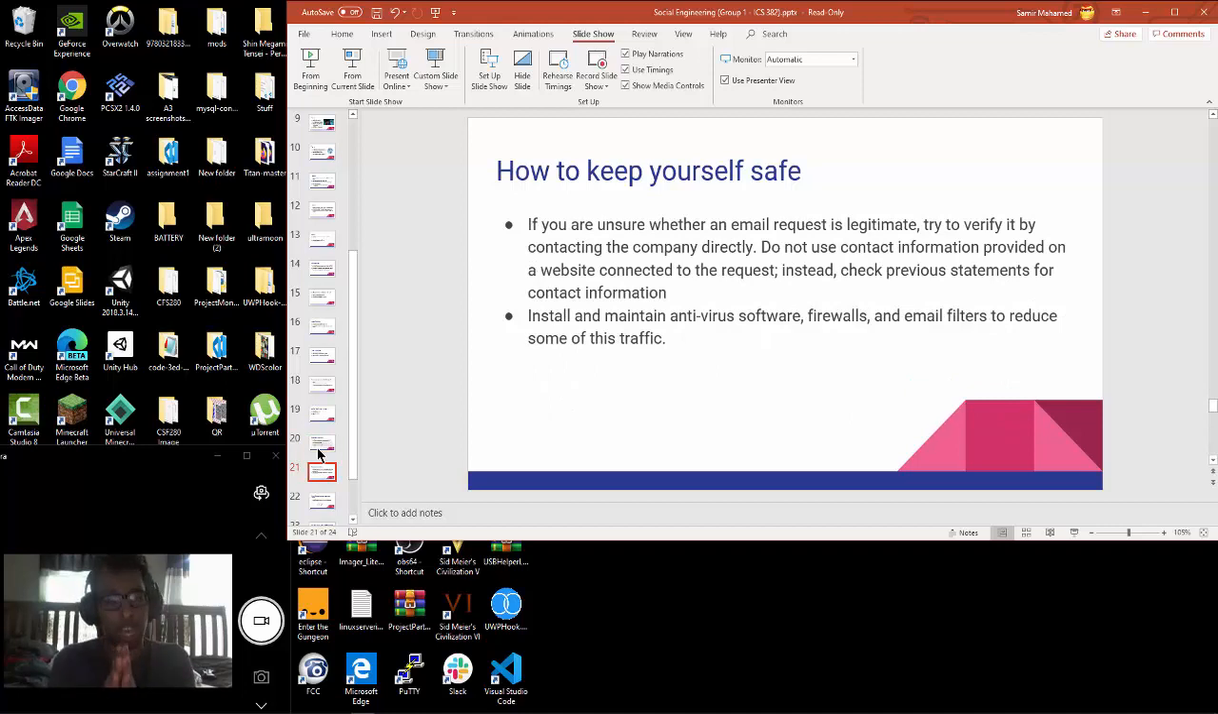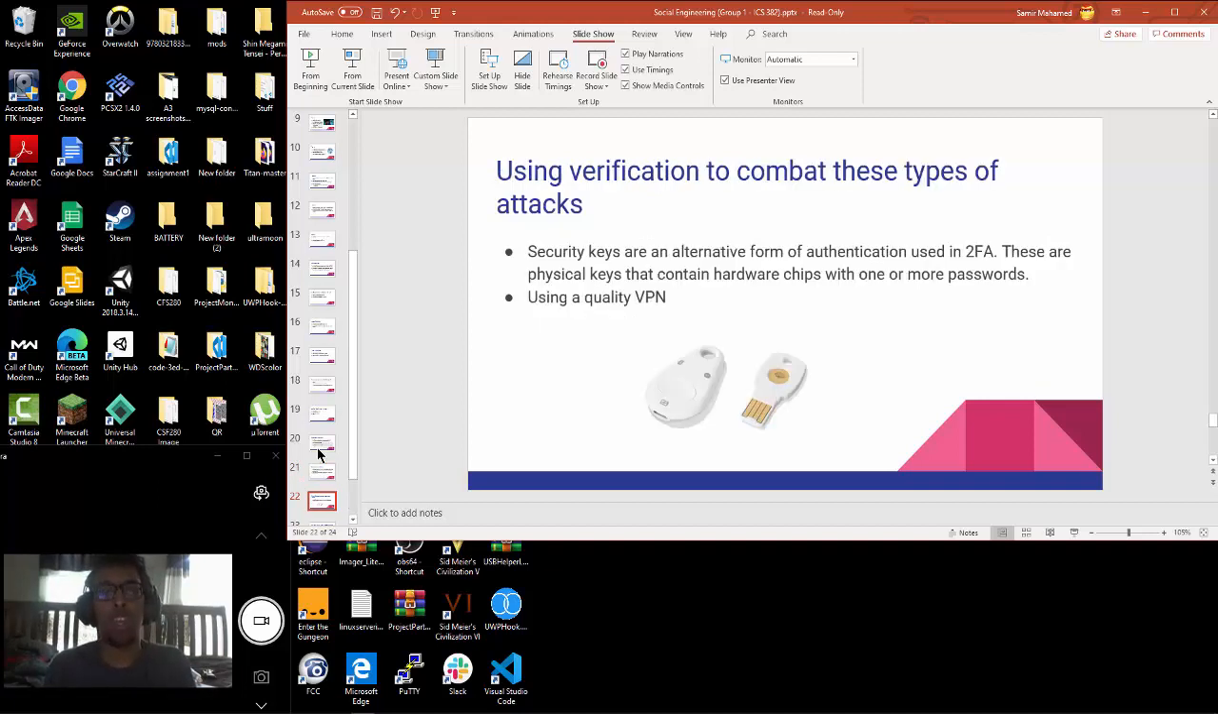Make sure you install and maintain antivirus software to protect from Trojans. Sometimes there are hidden bad things in emails, so use email filters, spam folders, and everything. Using two-factor verification is one of the best things to use, as well as VPNs. Those are the things that would be needed to stay away from this.